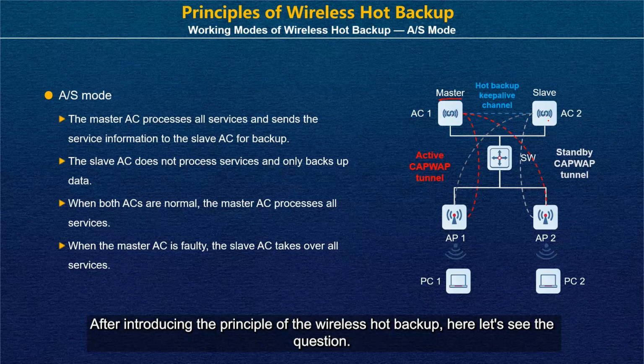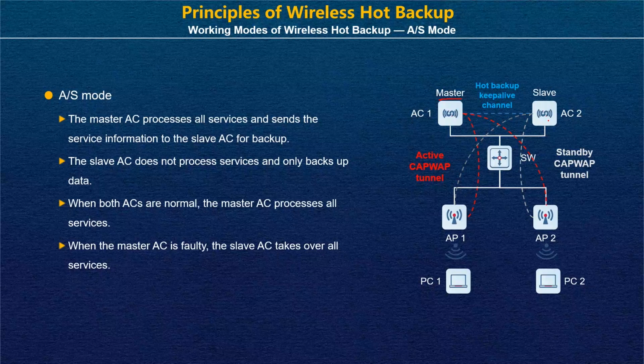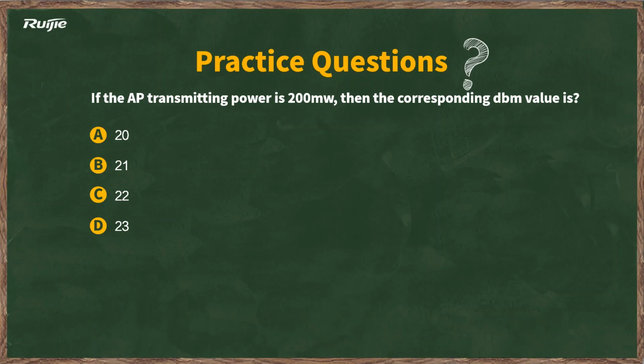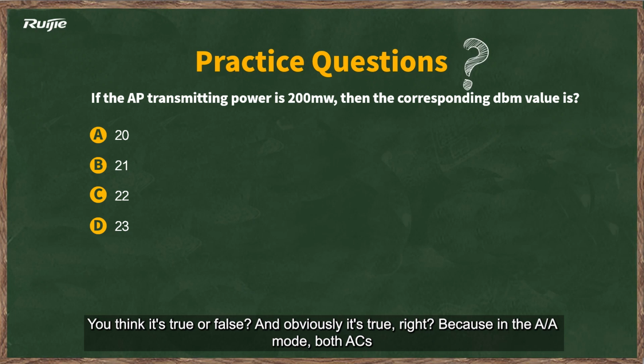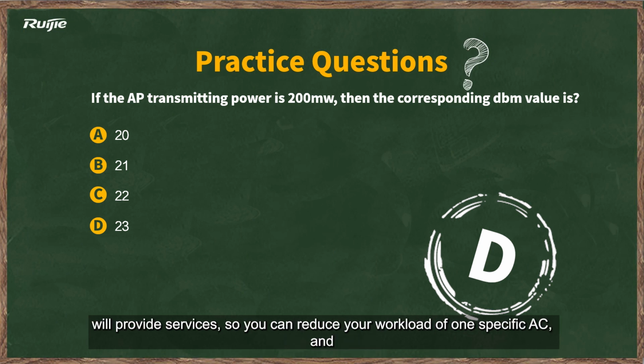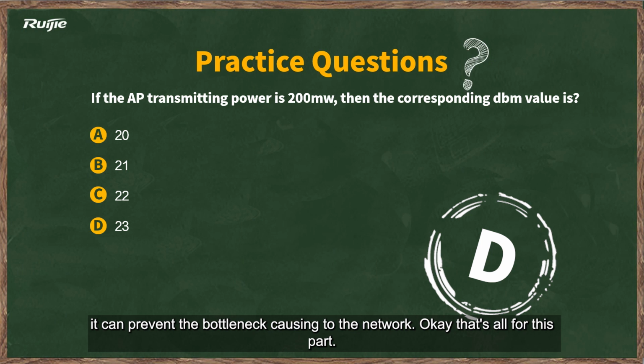After introducing the principle of wireless hot backup, let's see a question. Here is a statement: AA mode is more suitable for scenarios when the network traffic is heavy. Do you think it's true or false? Actually, obviously it's true, right? Because in the AA mode, both ACs process services, so it can reduce the workload of one specific AC, and it can prevent a bottleneck from occurring in the network. Okay, that's all for this part.